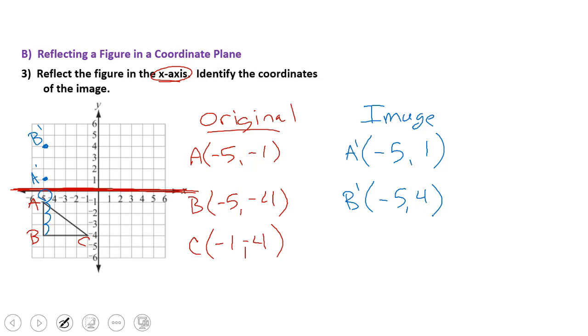C is down here, and I have to count up 1, 2, 3, 4 to get to the line of reflection. Exactly opposite, the same distance, 1, 2, 3, 4.